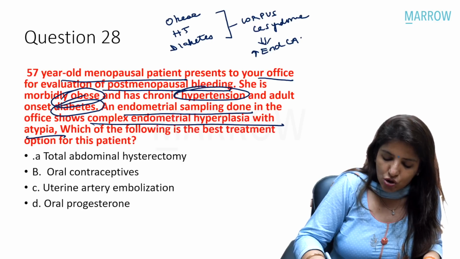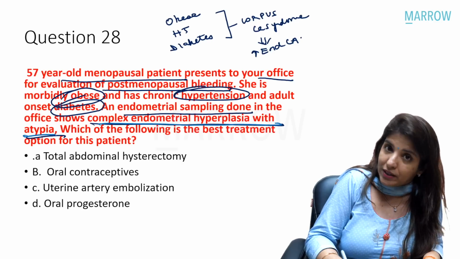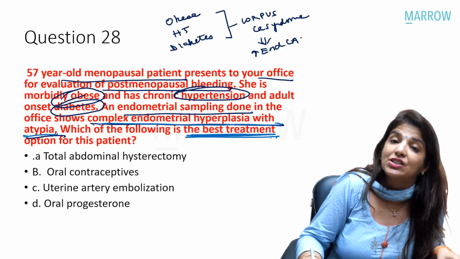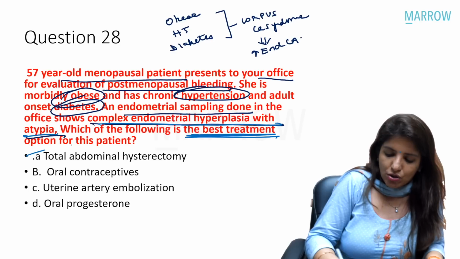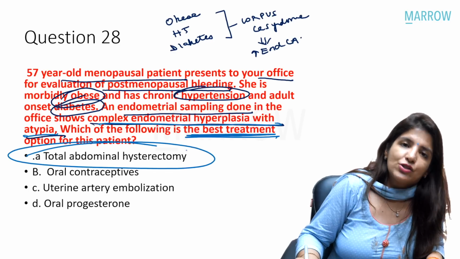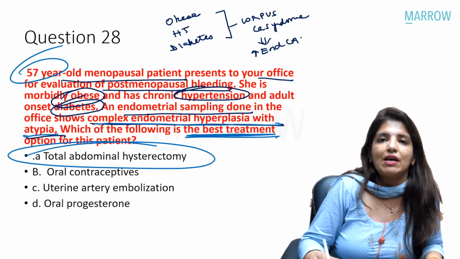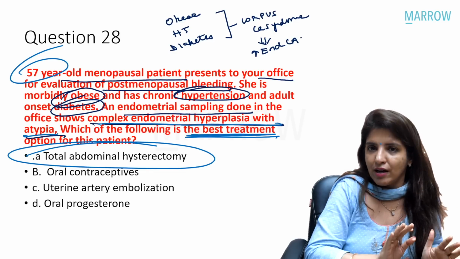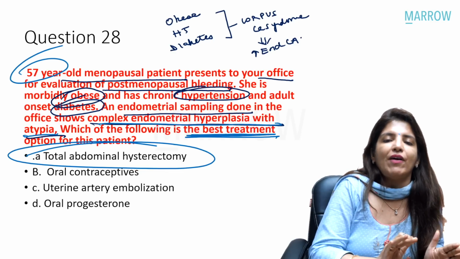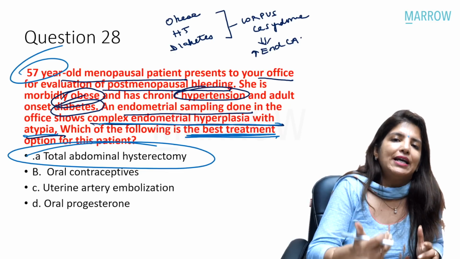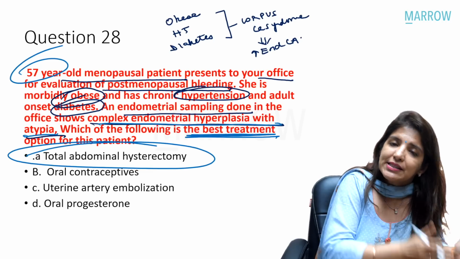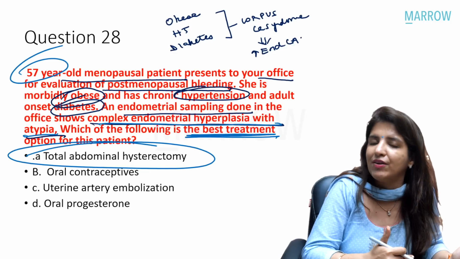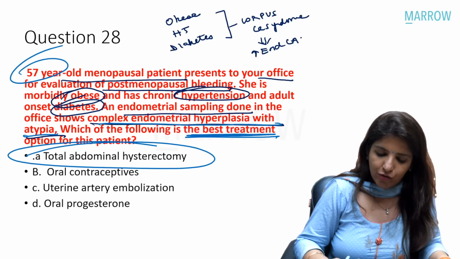Now, in this case, there is complex endometrial hyperplasia with atypia, and they are asking me the best treatment. They are not asking me the next step. So my answer will be total abdominal hysterectomy. Right? Since the patient is 57 years old, if oophorectomy was mentioned in the options, I would have chosen that answer. Beyond 45 years of age, I go for bilateral salpingo-oophorectomy. Less than 45 years of age, I will not do oophorectomy, otherwise the patient will start having menopause-like symptoms. Clear to all of you?